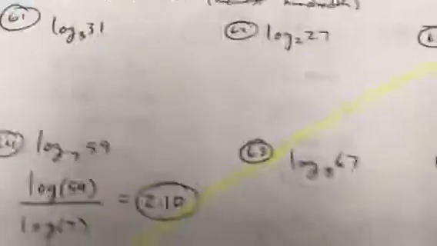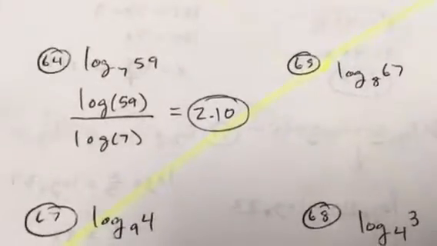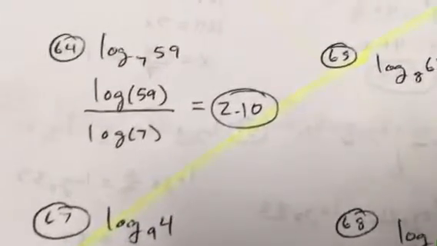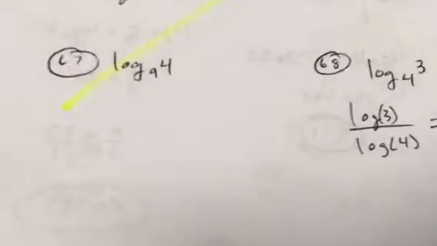We do have the change of base formula on 61 through 69. That's all that is. All right, so let's look at 64. It's going to be log of 59 divided by log of base. That subscript always goes at the bottom. The base always goes in the denominator. Just type that in. All right.